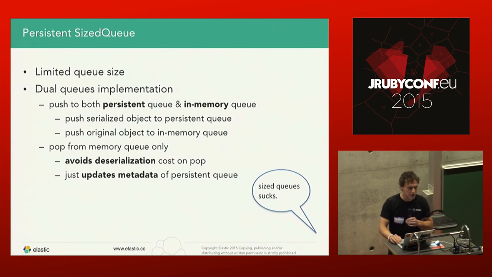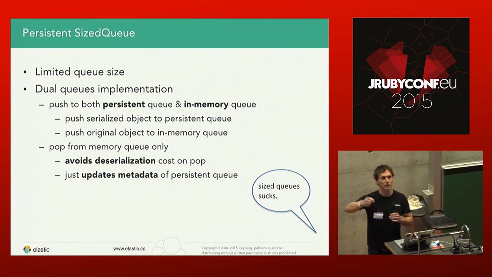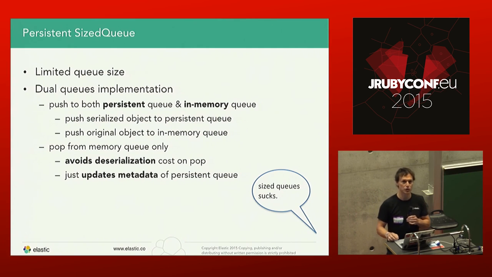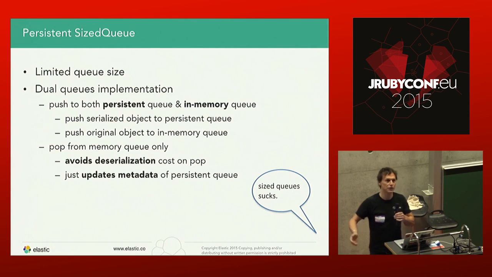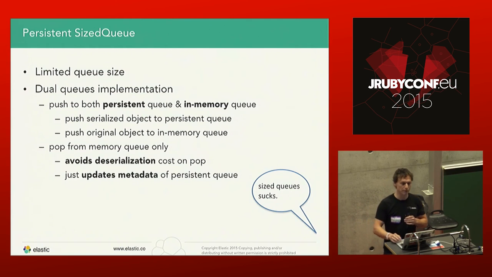OK, first, the persistent size queue. It's a limited queue size. For this implementation, we use a dual queue implementation. We push to both the persistent queue and the in-memory queue. The in-memory queue is actually just an array. So we serialize to push to the persistent queue, and we push the original object to the in-memory queue. And then when we pop, we only need to pop from the in-memory queue, so it avoids deserialization cost. And we just update the metadata on the persistent queue. So the persistent queue is only there if there's a crash and you need to reread the queue to not lose data in that case.